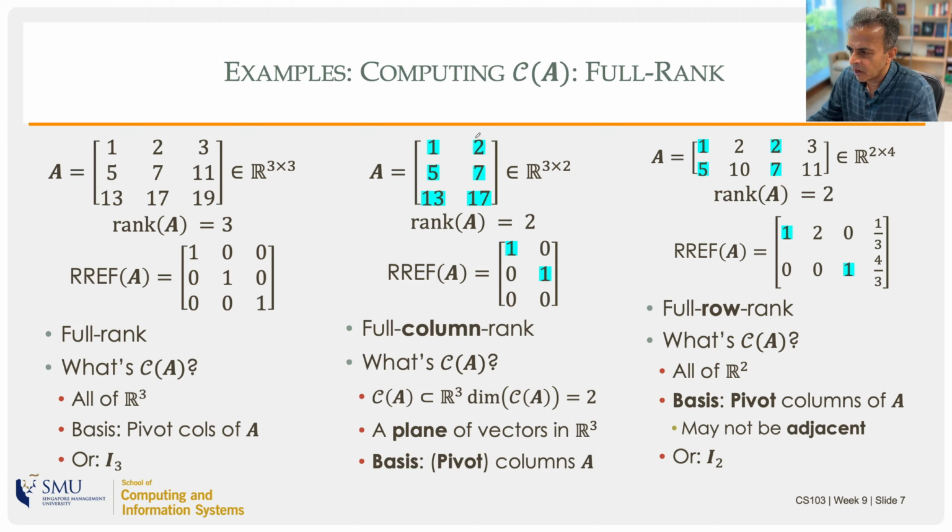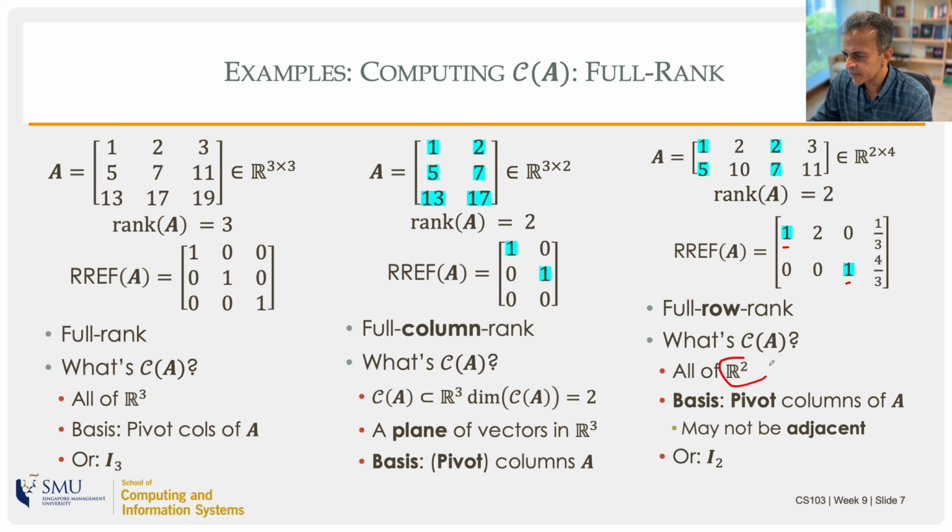And if you do the RREF, you will get this. And then you can see that there are pivot columns. Columns 1 and 3 are pivot columns. And what's the column space? Well, the rank is 2. There are 2 pivot columns. So it's going to be a subset of R2.